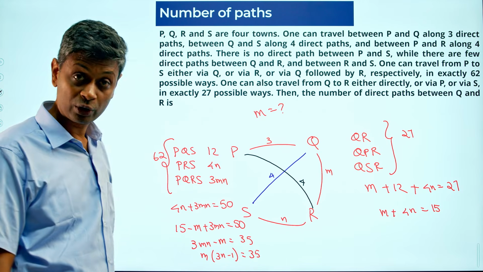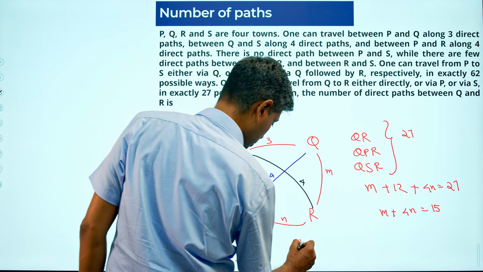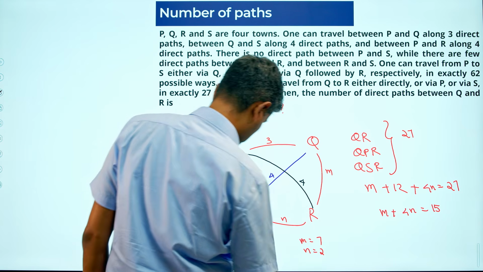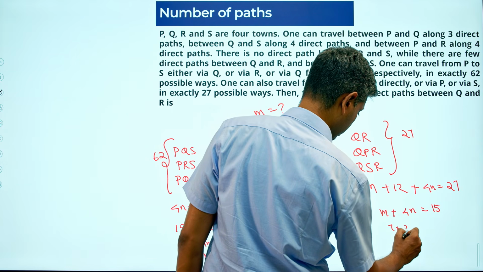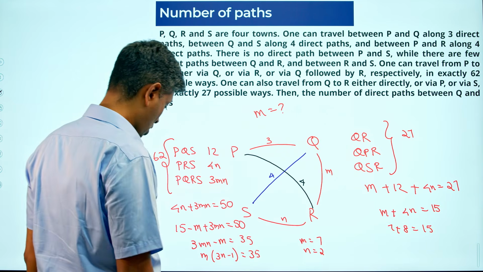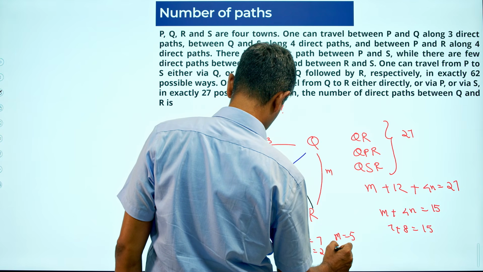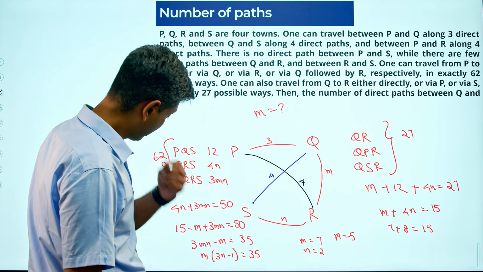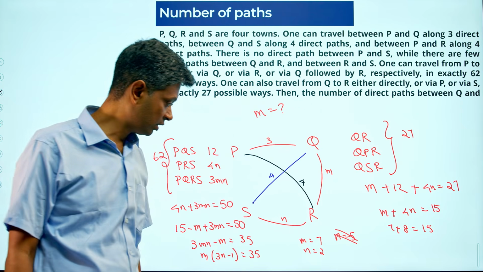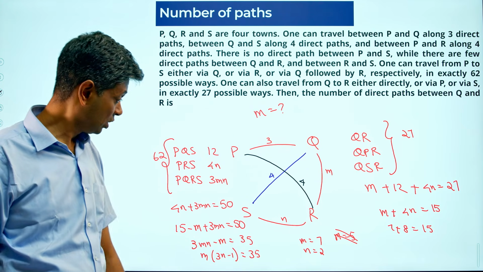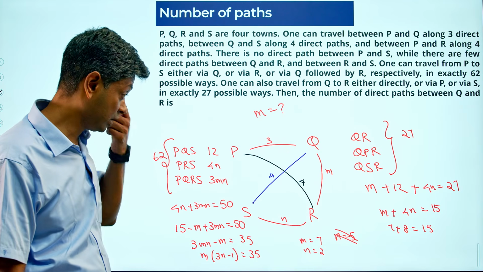So either 5 into 7 or 7 into 5. M could be 7, in which case N is 2. M equal to 7, N equal to 2. 7 into 5, that works. 7 plus 8 is 15. That also works. Or M could be 5, but 3N minus 1 cannot be 7, so M cannot be 5. Only 7 and 2 work. So M is 7, N is 2 satisfies this. The answer we need to find is the number of paths between Q and R, which is M. M is 7, done.